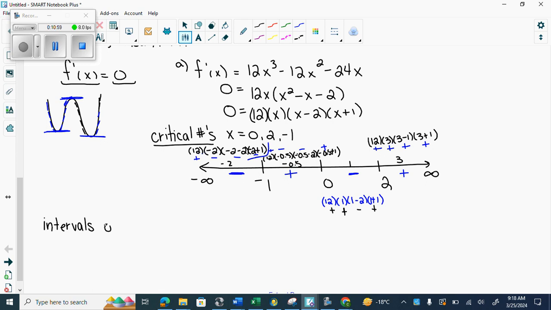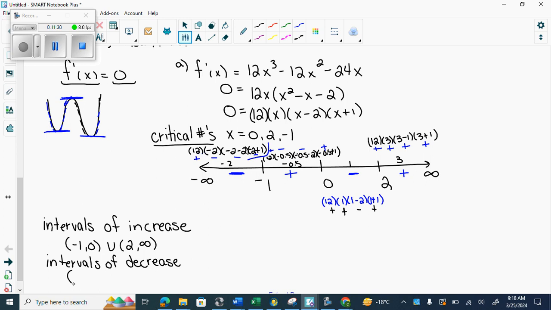So intervals of increase. That is not how your graph looks, I just threw up random positives. Intervals of increasing. So increasing intervals are from -1 to 0, union, 2 to infinity. Intervals of decrease are -infinity to -1, or 0 to 2.